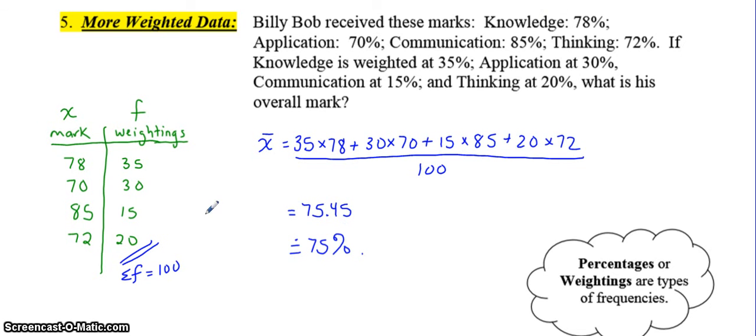So that's what you would do with one of these word problems, is just set up a frequency table, and your weightings are just your frequencies. So those are all the different types of examples you're going to get when you work on your homework in class. If there's any of this that you didn't understand, please make note of it and ask your teacher in class.